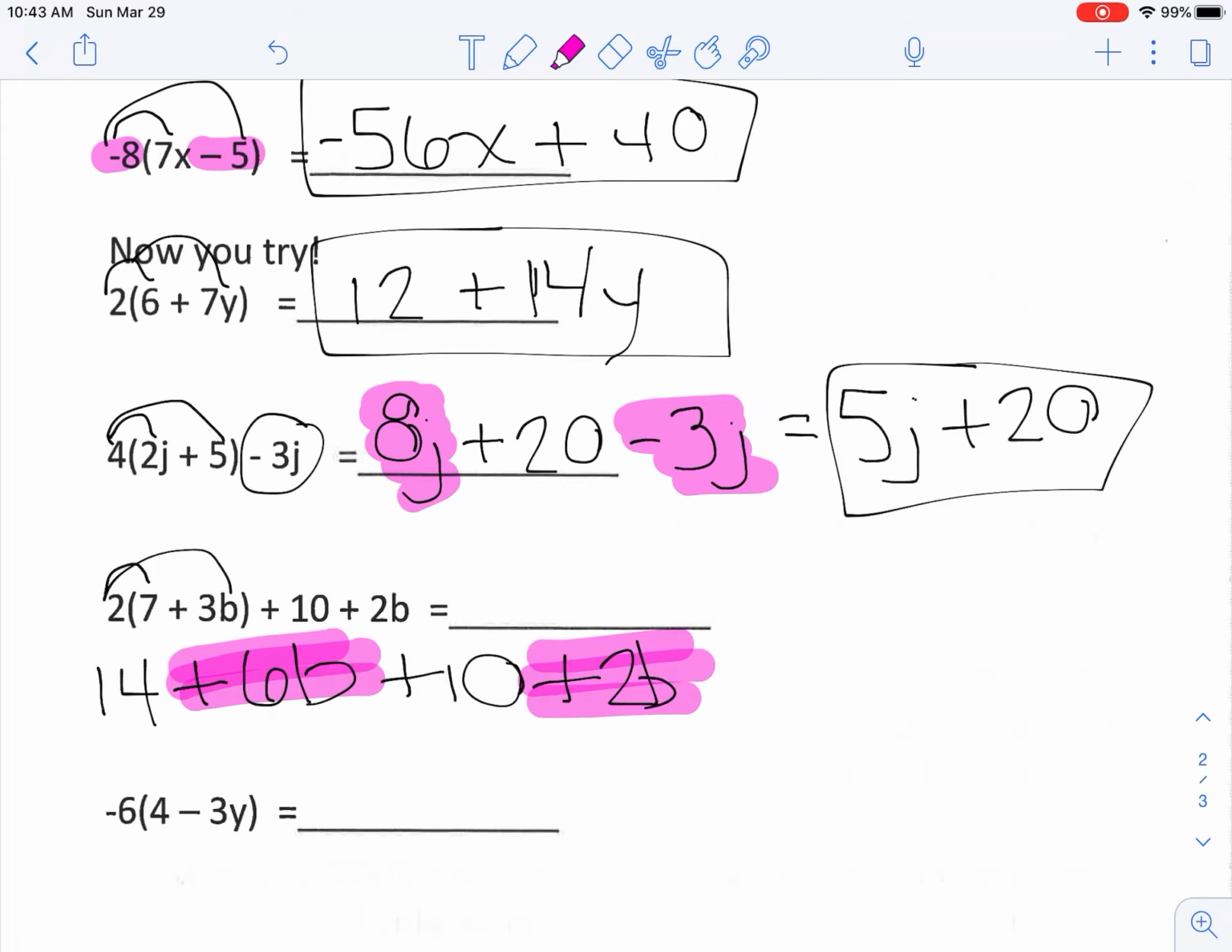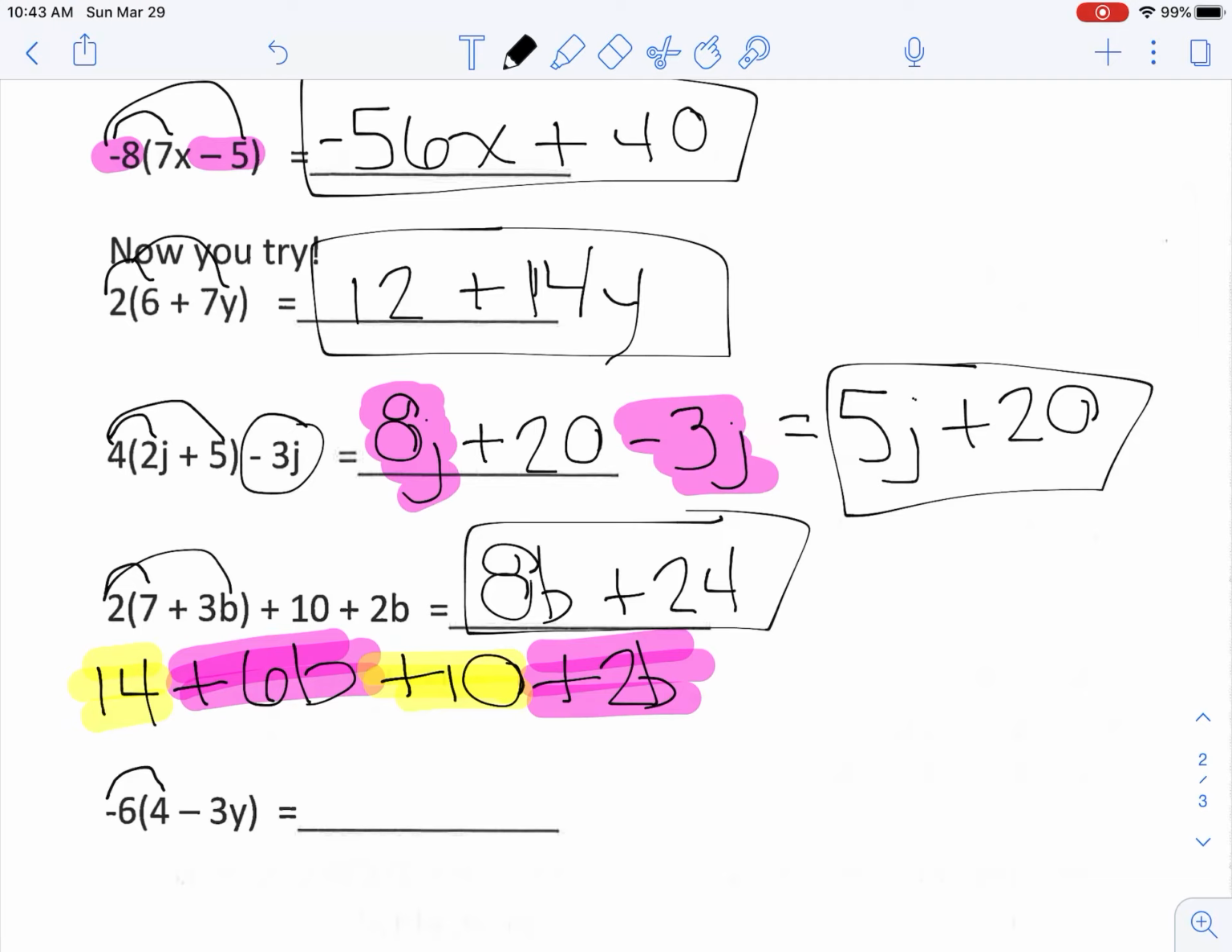I also have 2 constants. I've got a 14 and a positive 10. All right, ready to combine. So we've got 6b plus 2b, that's 8b. And I've got a 14 plus 10. You can go ahead and check and see how you did. Did you get 8b plus 24? I bet you did.